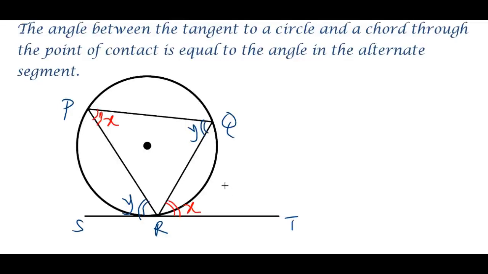How will you recognize it in a question? When you see a chord this way, meeting a tangent this way, the angle that the chord makes with the tangent will always be equal to the angle that this chord subtends at the circumference. Can you see? So that is that about theorem 10.